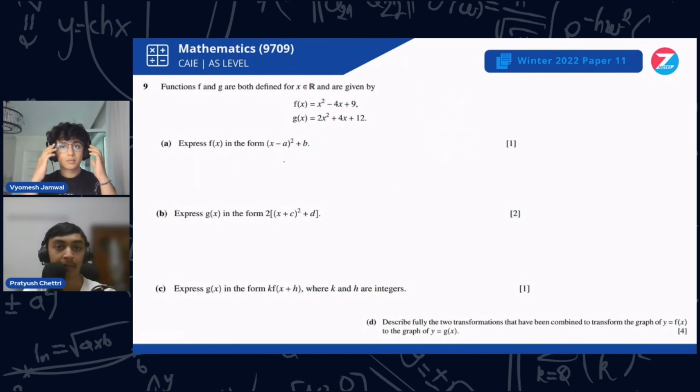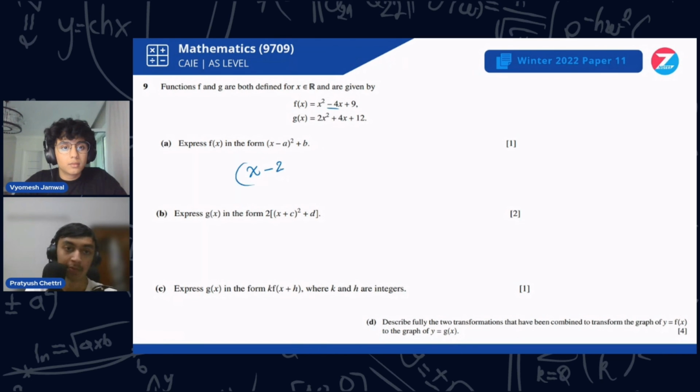Okay, so let's do that. f of x, the coefficient here is minus 4, so we're going to put minus 2. Square the thing, subtract minus 2 squared, add 9, simplify it out. Minus 2 squared is 4, so we get 5. And do the same thing. Oh, slightly different here. They want you to do the whole multiplication.